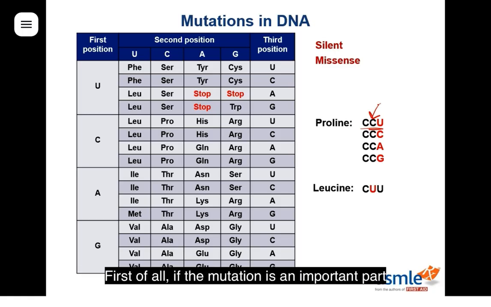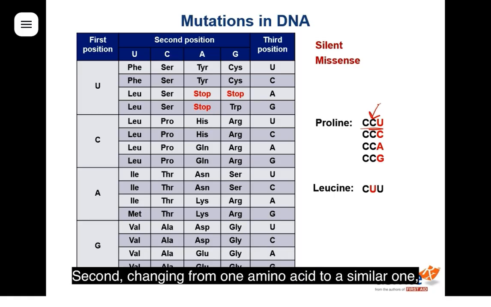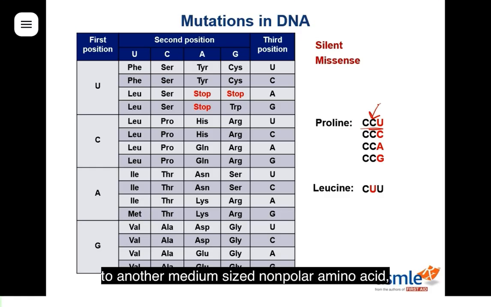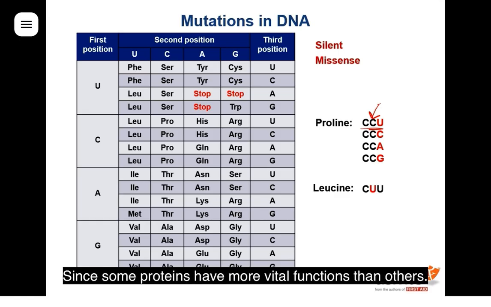First of all, if the mutation is an important part of the protein, such as its active site, even a single amino acid change can prevent some enzymes from functioning. Second, changing from one amino acid to a similar one, such as from a medium-sized nonpolar amino acid to another medium-sized nonpolar amino acid, will usually have a smaller effect than changing a positively charged to a negatively charged amino acid, or vice versa. Lastly, the severity of the mutation depends on the importance of the protein, since some proteins have more vital functions than others.